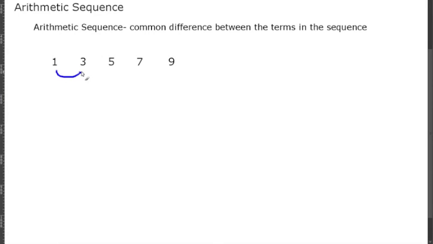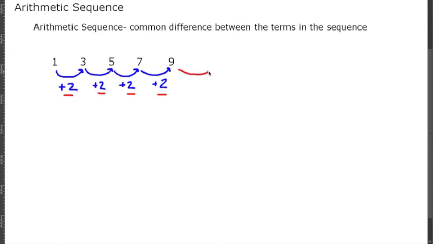To get from 1 to 3, we have to add a 2. To get from 3 to 5, we also have to add a 2. 5 plus 2 would get us to 7, and 7 plus 2 would get us to 9. So the common difference between these numbers is 2.